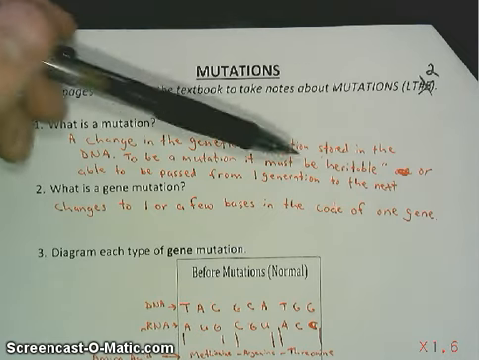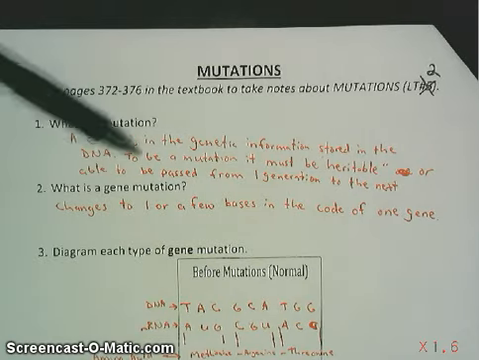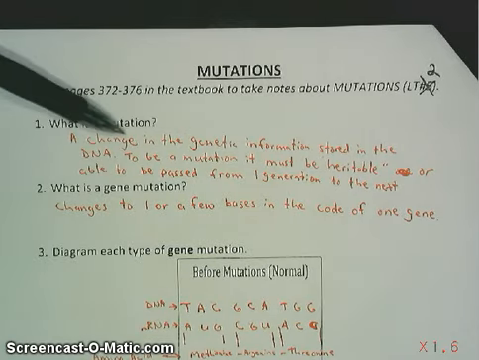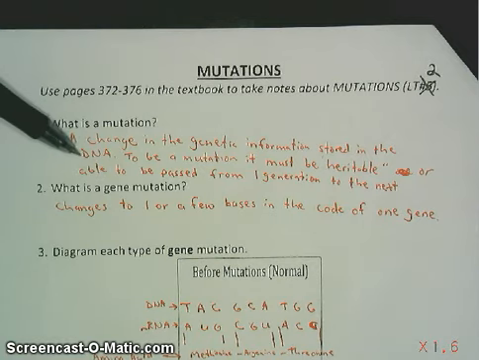I did note that it has to be heritable, or it means it has to be able to pass from one generation to the next. But the key here is that it's a change in the information in the DNA. Okay? The mutation happens in the DNA, and that's very important to understand as we go through this.